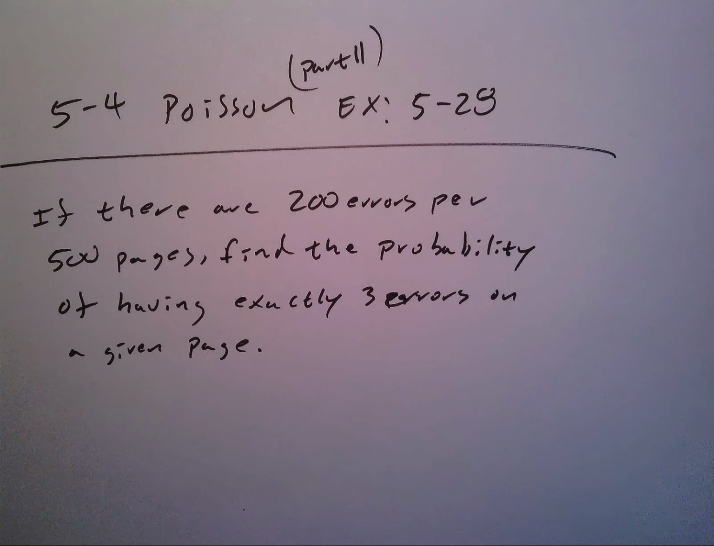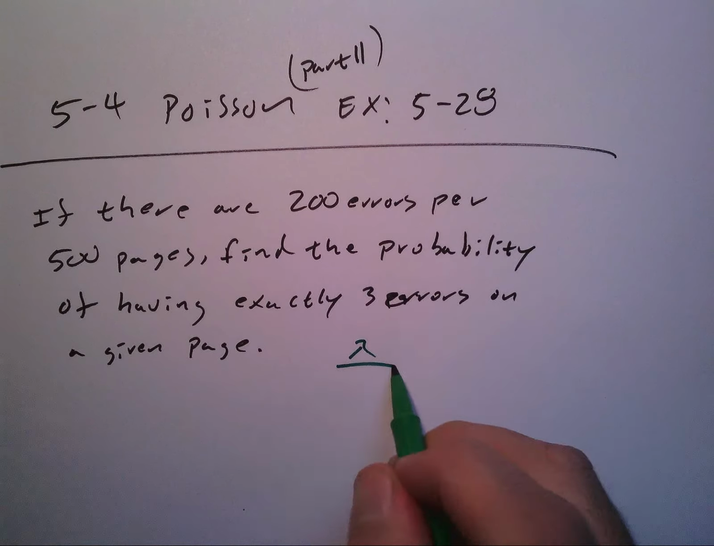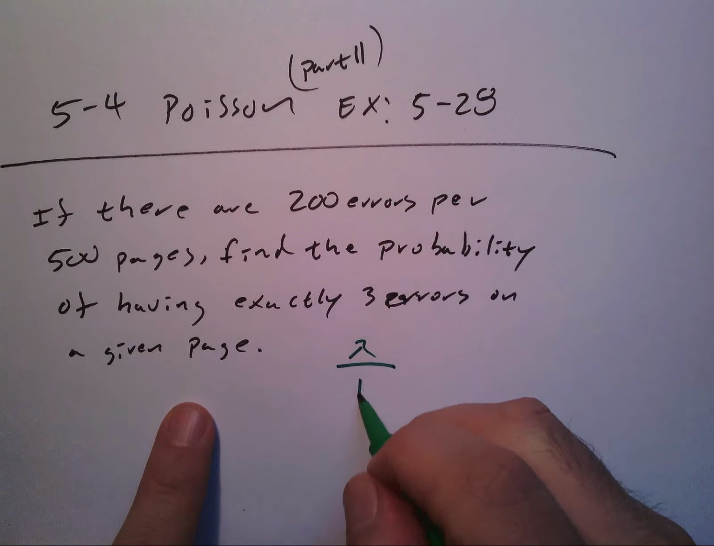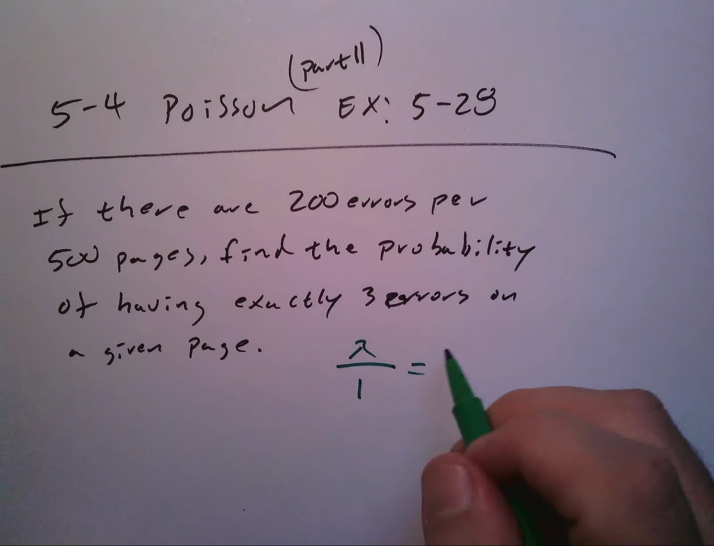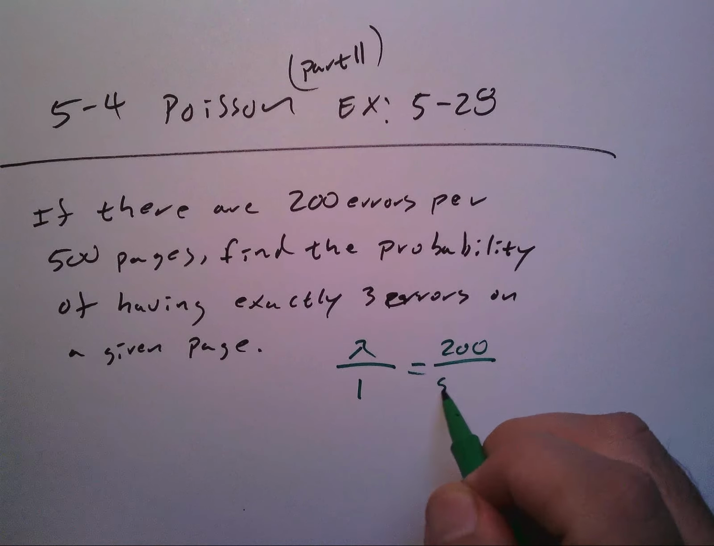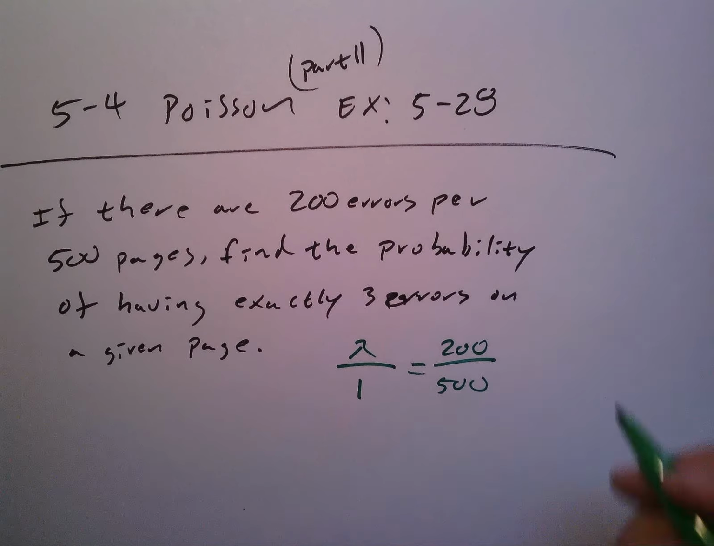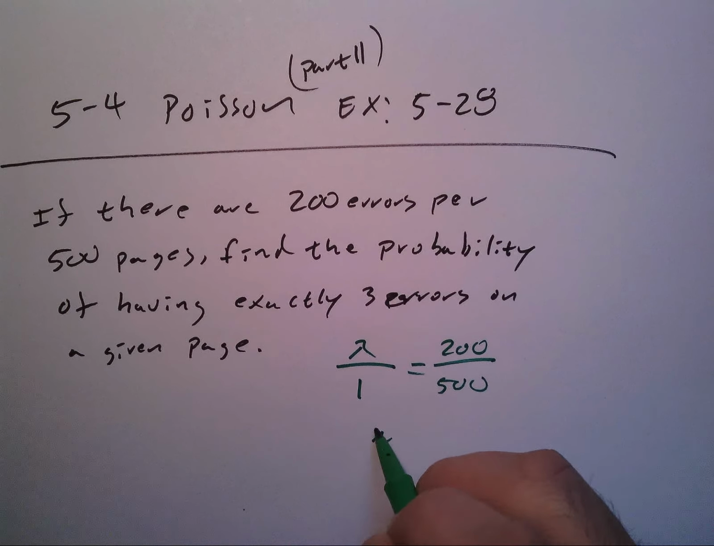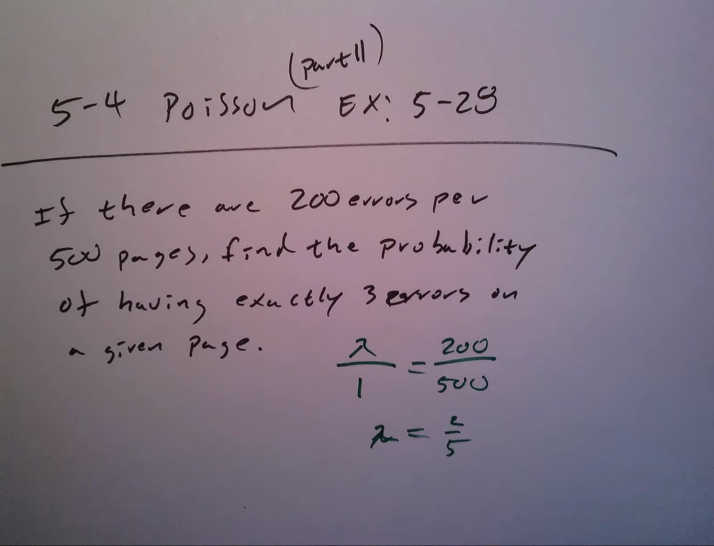So first off, we have to figure out lambda. Lambda, I always figure out by making it a proportion. Lambda is the number of errors you expect, and we're looking at exactly one page. And we know that there are 200 errors per 500 pages. So now I just have to solve for lambda. In other words, lambda is equal to 2/5. I could also write that as 0.4.